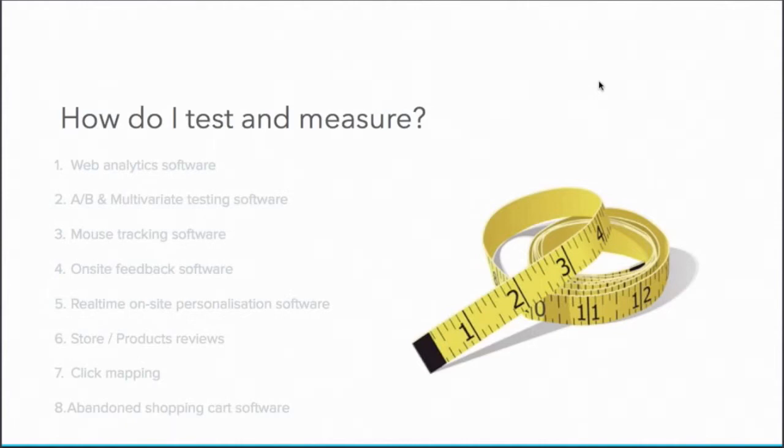Then we have one more, which is called click mapping. Click mapping is actually pretty much the same as mouse tracking. And Google Analytics is another company that offers that partially. But companies like Crazy Egg and Clicktail are actually taking that one step further.